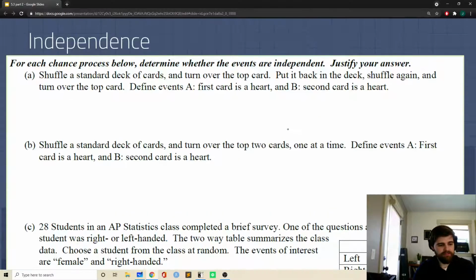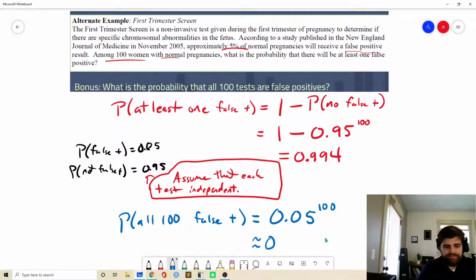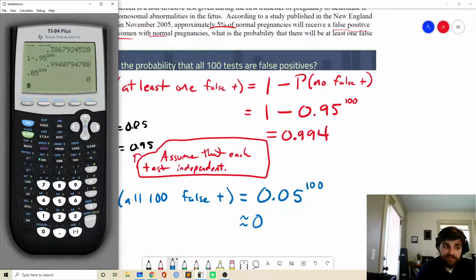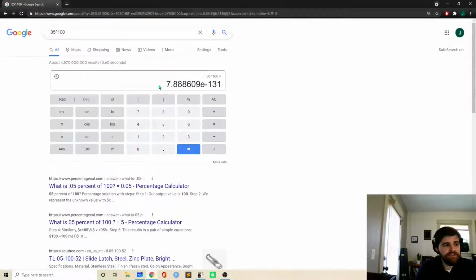And this is why I'm bringing this up, because the probability is not really 0. It's very close to 0. It's a super small number, and our calculator is just going to give up and say it's 0. So it's approximately 0, but if we actually put this into a different calculator, we might get a different result. So for example, if I throw this into Google, it'll tell me that the actual value is not 0, but it's really, really close, right? 7.8 times 10 to the negative 131 power.